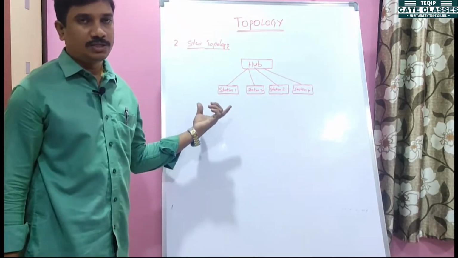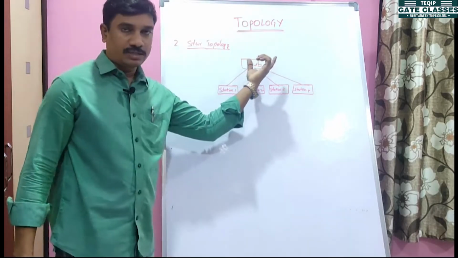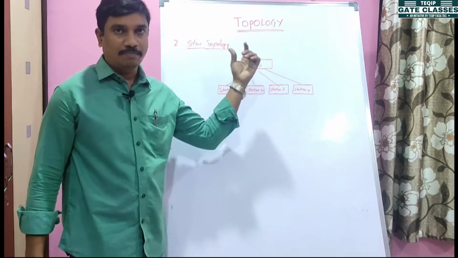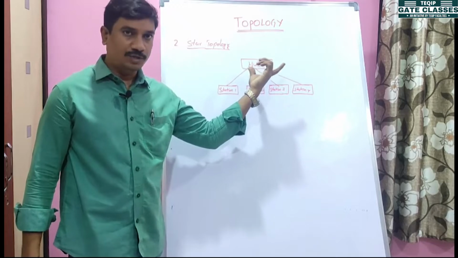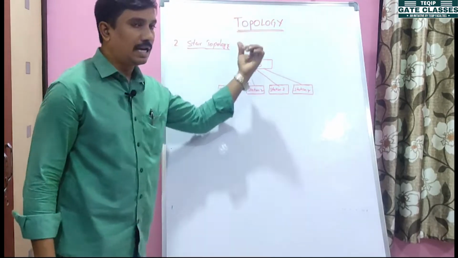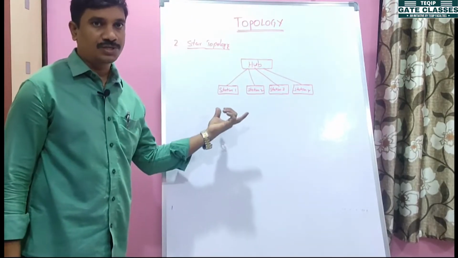In the star topology, one centralized part, which we also call a hub or switch, is there, and we connect a number of stations or devices to it.